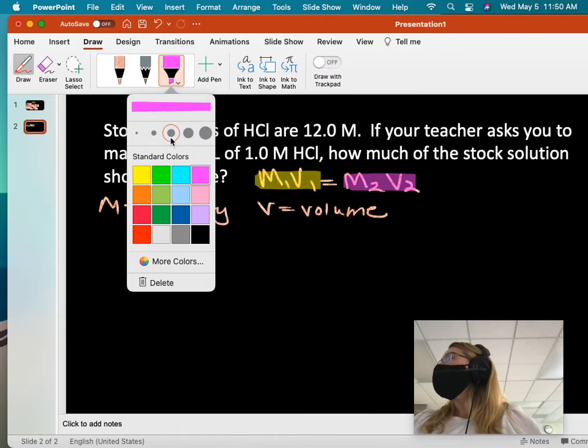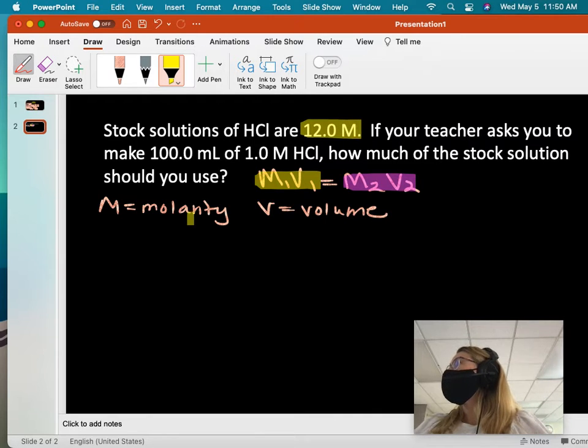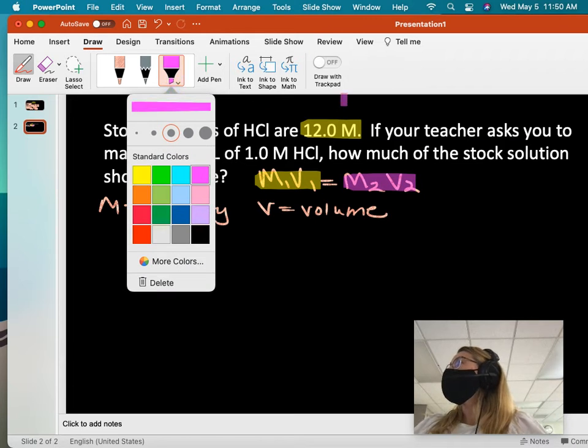So let's read through our problem information again. This says that stock solutions of hydrochloric acid are 12.0 molar. That sounds like the starting conditions to me. Like we start off with 12 molar acid. So that's our starting molarity. If your teacher asks you to make 100 milliliters of 1.0 molar hydrochloric, so if you're making it, those must be the ending conditions. So I'm going to switch over to pink.